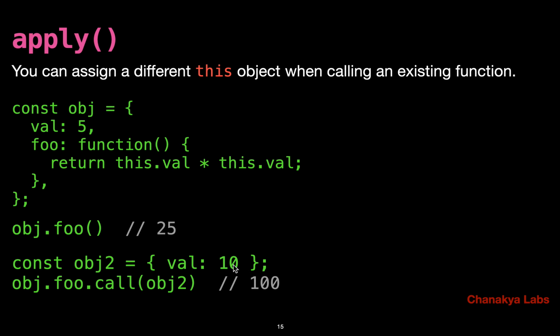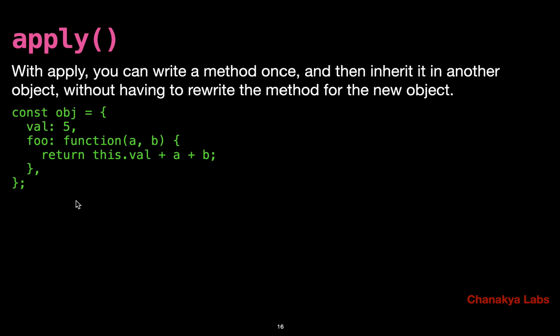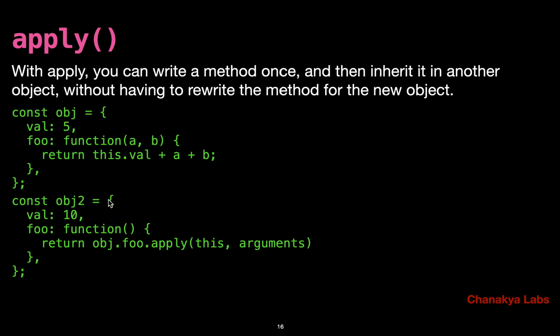Can there be some way that I can still have obj2.foo, but I don't need to rewrite this whole logic again? And that is where the next use case of apply can be used. If you have a function like this, then you can write another object with a different val, and with a foo which is the same as this. And how to simulate that? I am not writing this logic, this.val.a.b, or you can have hundreds of lines of logic here, whatever. I don't want to write the whole logic.